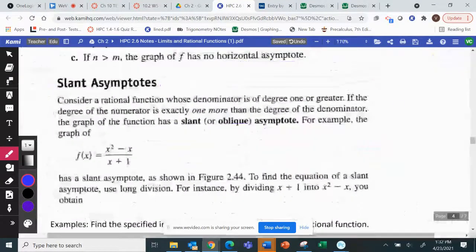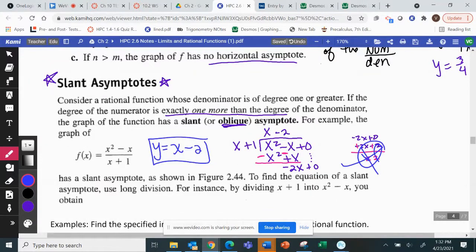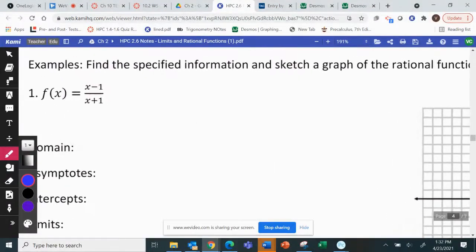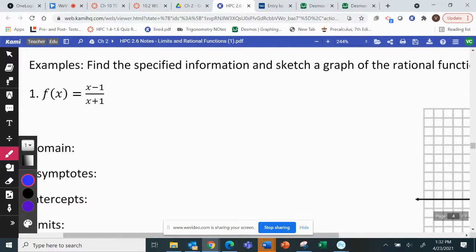Okay, so that was a very fast overview of the things we're going to do. Now we're just going to utilize them the exact same way you do them in your assignment. So we're going to start with example 1. The first thing I always do is see if I could factor it. Can I factor x plus 1 or x minus 1? No. Okay.